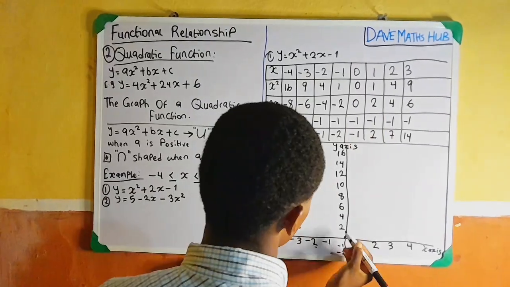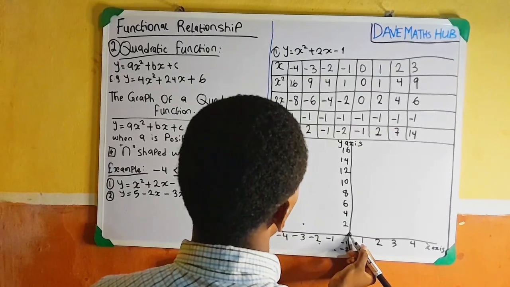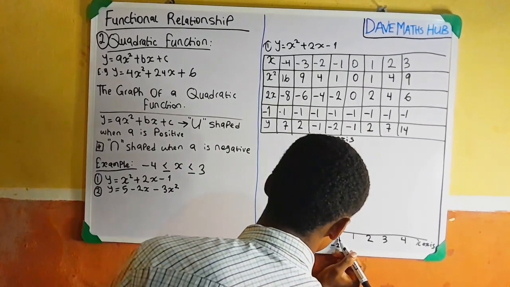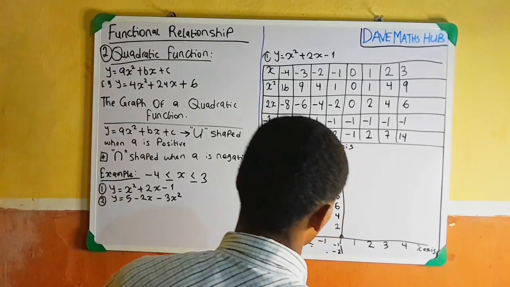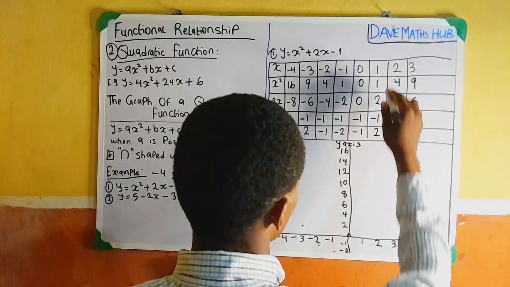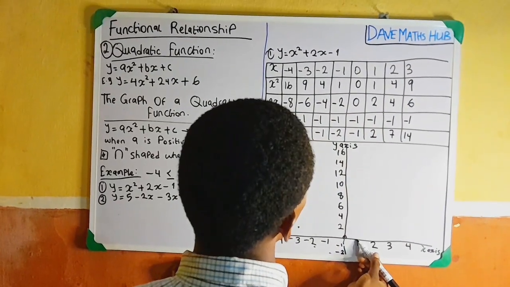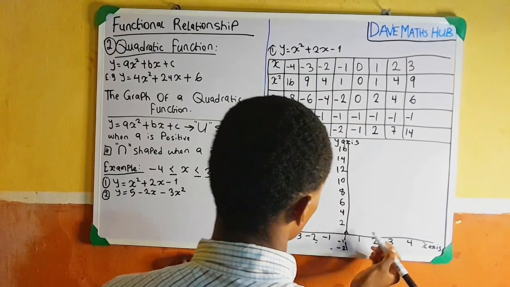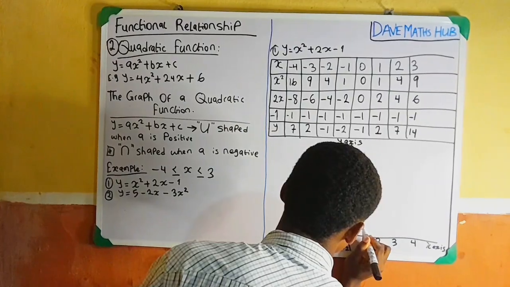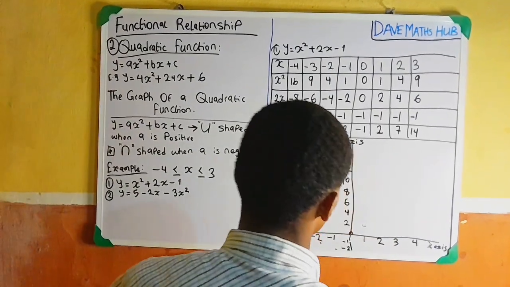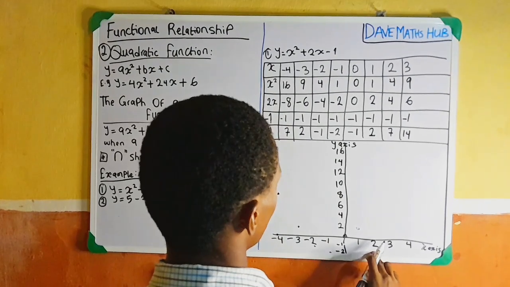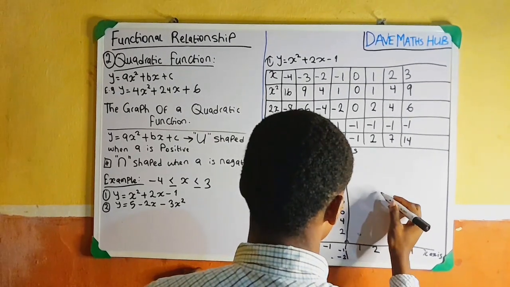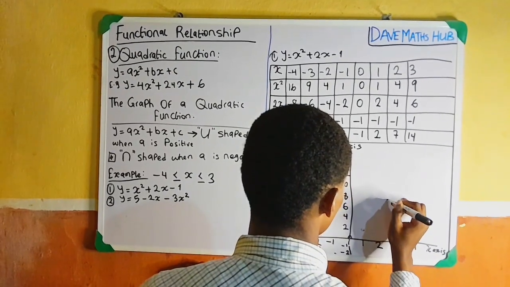Then when x is 0, which is here, y is minus 1, which touches here. Alright, then when x is 1, which is here, y touches 2 at this point. Then when x is 2, y goes up to 7 at this point again.